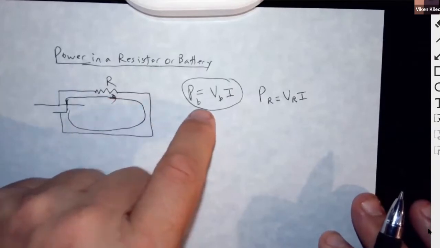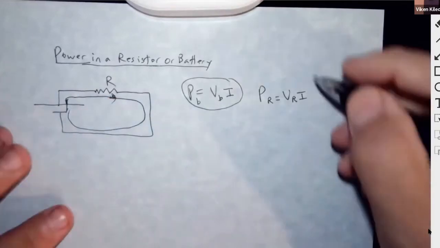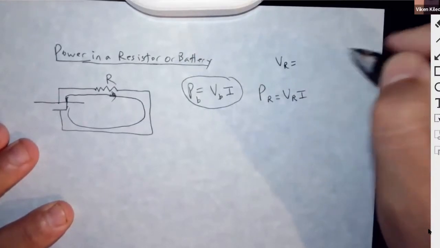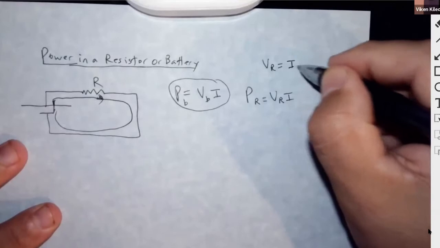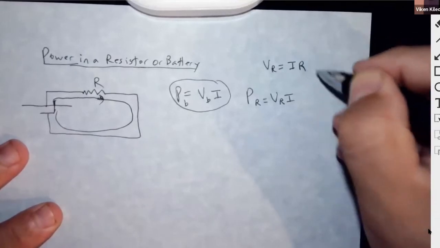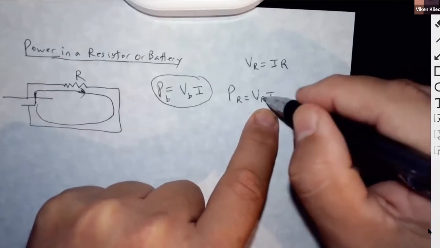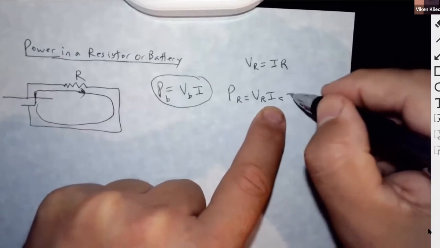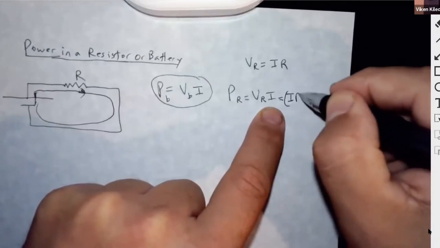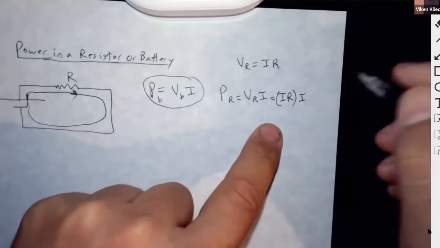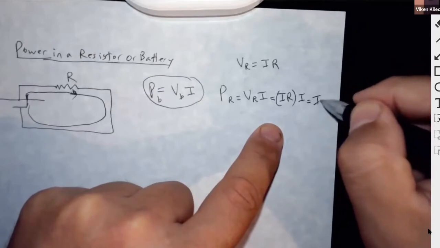So the power produced by the battery goes into the resistor, and then we can say the voltage of the resistor we can write down as current times resistance. There are a couple of different forms of this equation. Voltage of the resistor is IR. If you substitute it, IR times I, you get I squared R.